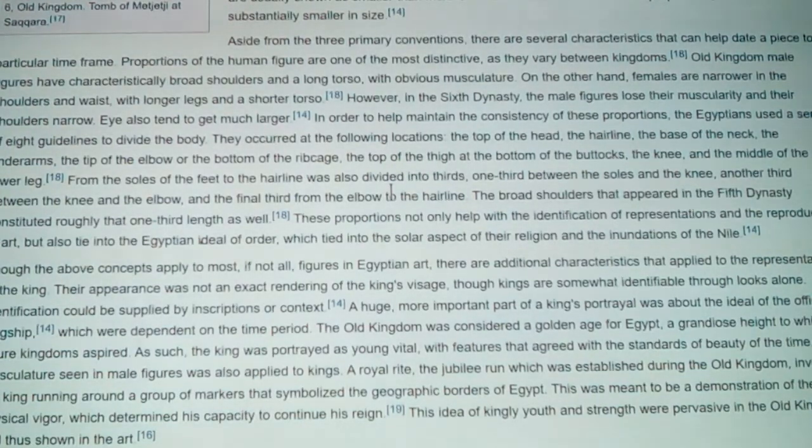In order to maintain the consistency of these proportions, the Egyptians used a series of 8 guidelines to divide the body. They occur in the following locations, and remember this when we start talking about sacred geometry and how it works out: the top of the head, the hairline, the base of the neck, the underarms, the tip of the elbow or the bottom of the rib cage, the top of the thigh, the bottom of the buttock, the knee, and the middle of the lower leg, which are all set in proportion in the human body.